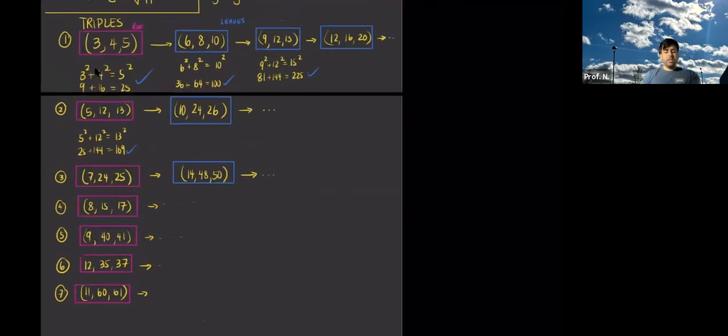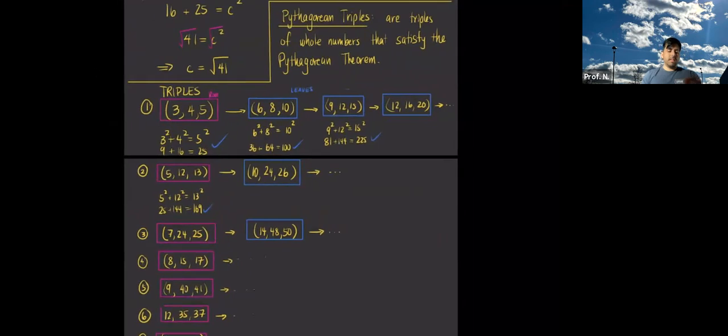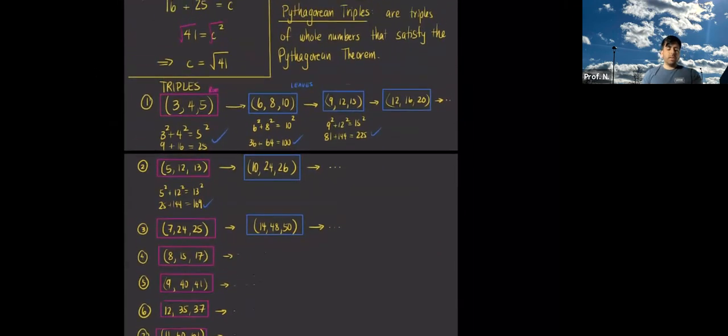So these are just some characteristics of right triangles. Some of them have whole number side lengths. But of course, most of the time they won't be that simple. They won't be that nice, for example.